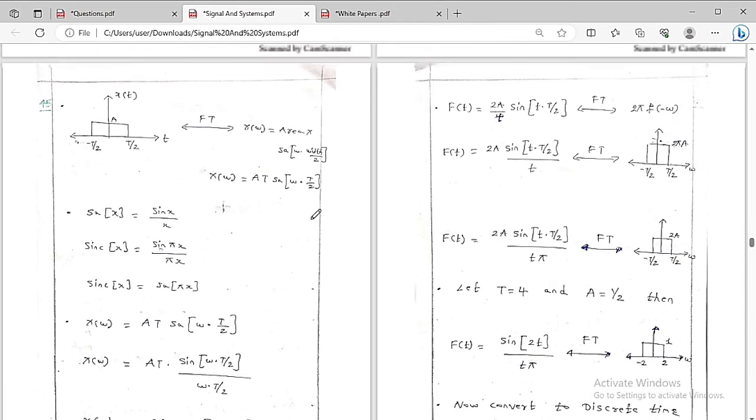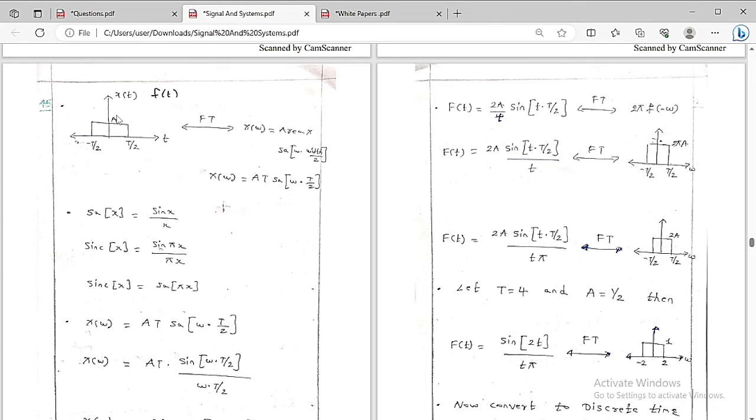But f of minus omega is nothing but this. I have assumed f of t, and this I have assumed f of omega. So 2 pi into f of minus omega as x of t is f of t, since it's an even signal. As you can see clearly, it's an even signal.